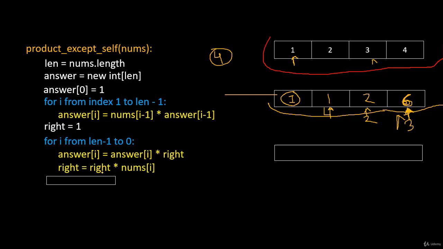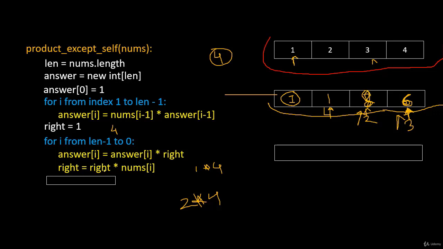Right equals right times nums[i]. Okay? So right equals, in this case, 1, and nums[i] equals 4, because i equals 3. Then right equals 4. Then in this iteration, answer[i] points to this 2. Then answer[i], that means 2, times right, which equals 4. Then it equals 2 times 4 equals 8. And then we overwrite this 2 by 8.